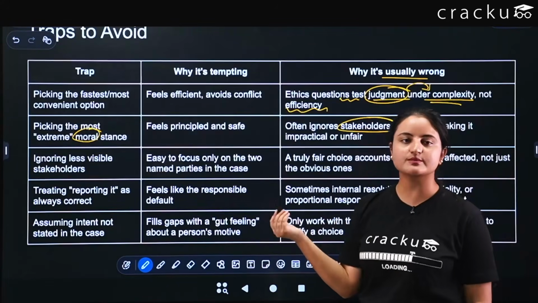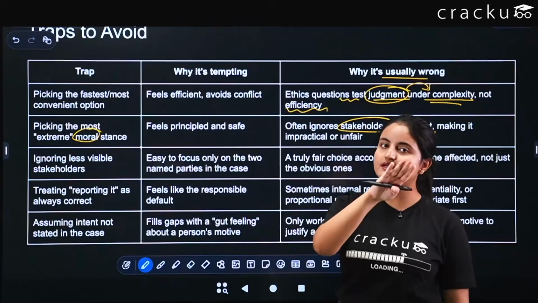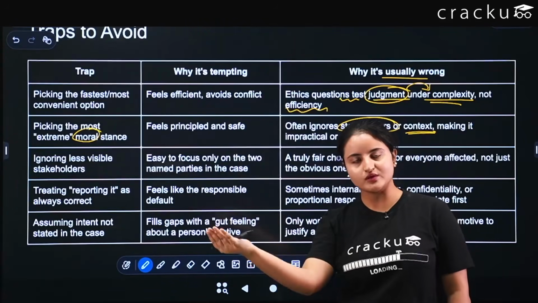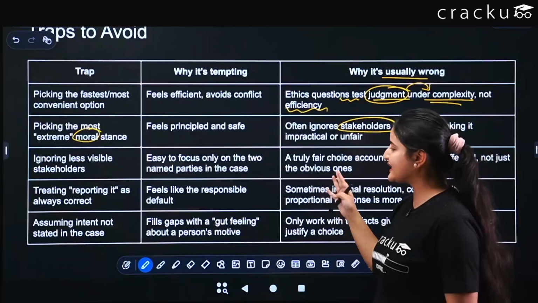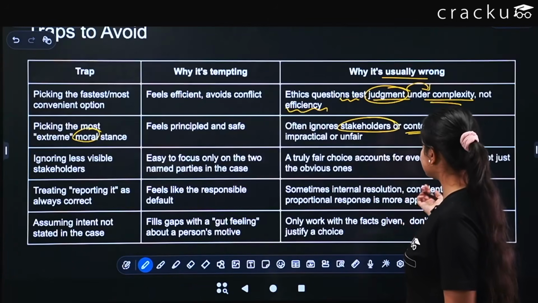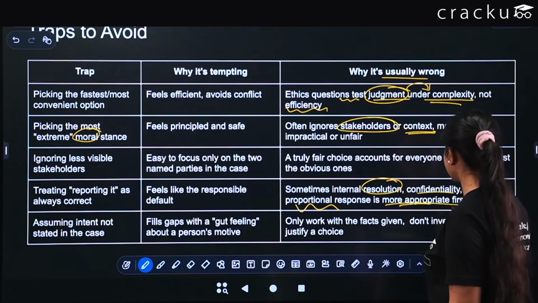Ignoring the less visible stakeholders, that's very important, because what did we list? That there are direct and indirect stakeholders, and we have to keep them in mind. Treating reporting as always correct. Sometimes internal resolution, confidentiality, or proportional response is more appropriate.